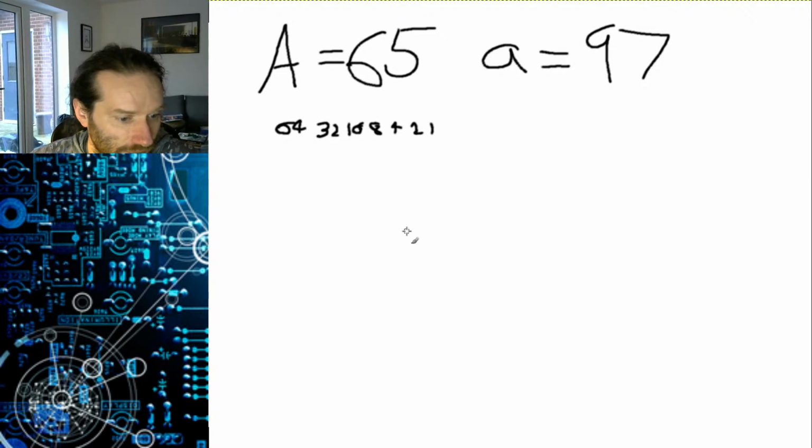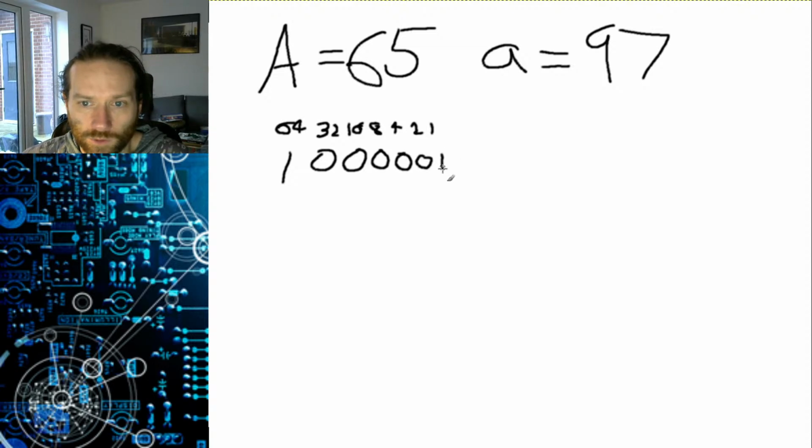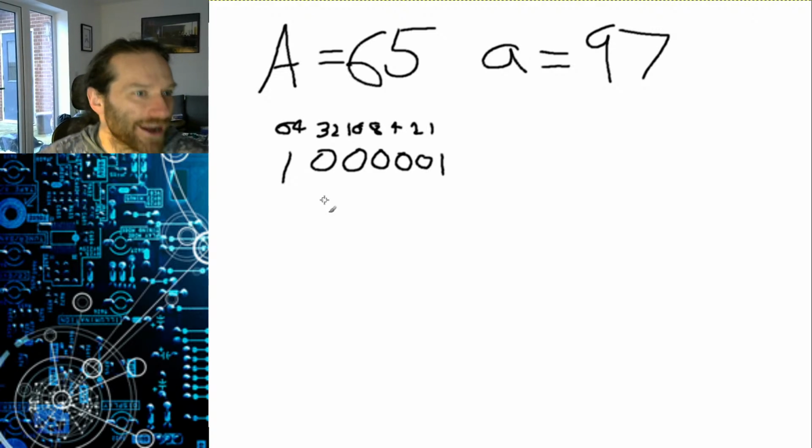65 isn't going to fit in 7 bits. Are you sure about that? Because 65 is greater than 64, so we're going to put a 1 down there. Yeah, we subtract 64 from 65 and we get 1 left. So now 32 is greater than 1, 16 is greater than 1, 8 is greater than 1, 4 is greater than 1, 2 is greater than 1, 1 is equal to 1, so we put a 1 in there and then subtract 1 and we're left with 0.